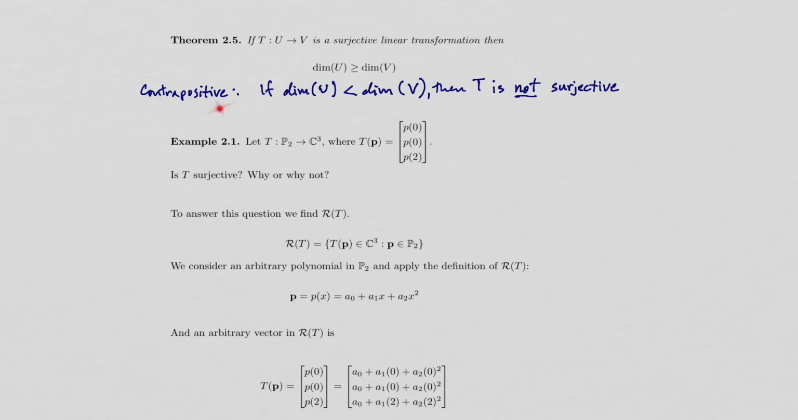The last theorem in this section is similar to the last theorem in the previous section. If T is a surjective linear transformation, the dimension of the domain has to be greater than or equal to the dimension of the codomain. And again, the contrapositive of this theorem will be really useful. If the dimension of U is less than the dimension of V, then T is not surjective.